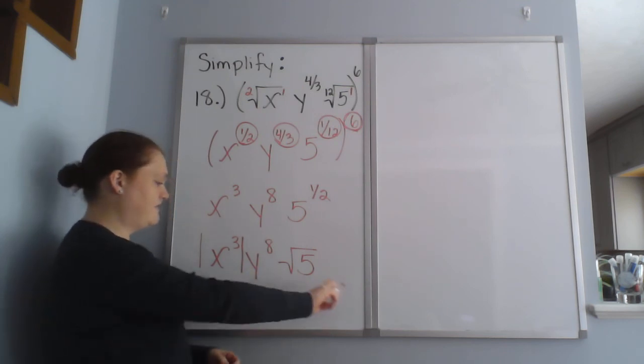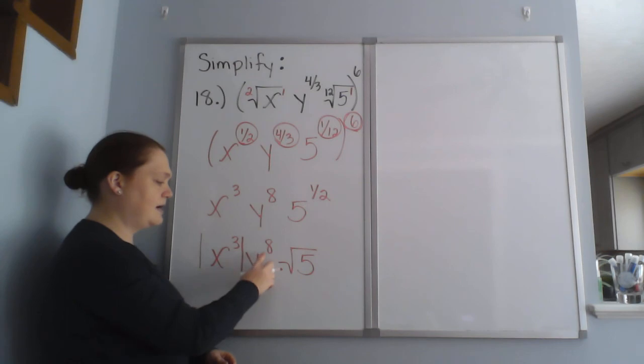All right, so this is my final answer: absolute value of x cubed, y to the 8th, square root of 5.